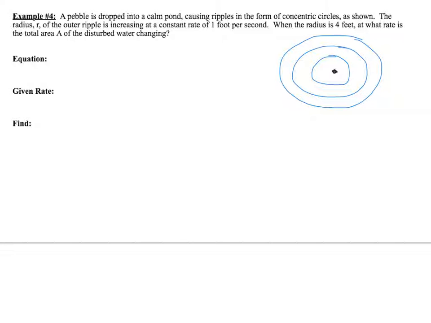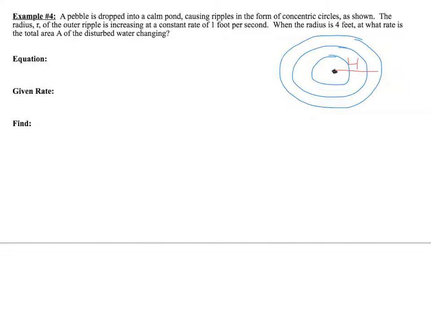The radius r of the outer ripple is increasing at a rate of 1 foot per second. When the radius is 4 feet, at what rate is the total area of the disturbed water changing? Another thing that's not part of what I asked you to do is, sometimes it's also good to label some things. So I know that I'm dealing with a radius of 4 feet here, and I'm trying to find the rate of change of the area, the rate at which the area is changing when the radius is 4, and I know a constant rate of 1 foot per second for the radius. So trying to find how the area changes.